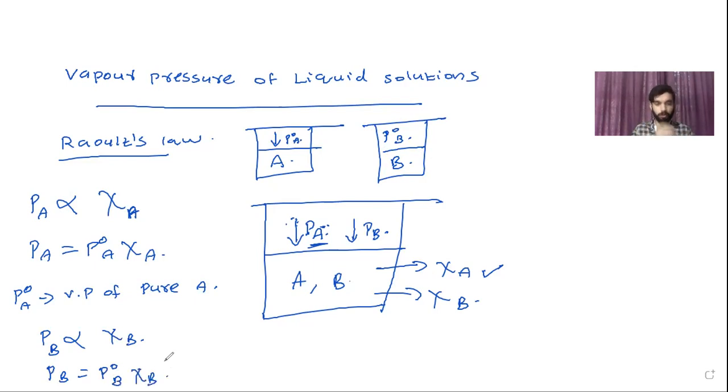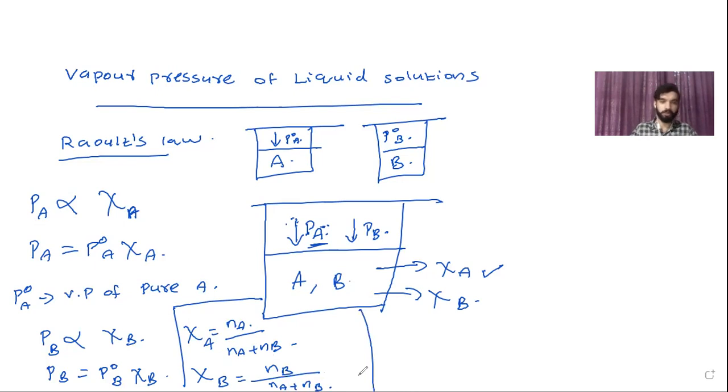Okay, so that's what Raoult's law says. For each component, its partial vapor pressure in a solution is directly proportional to the mole fraction of that component in the solution. So what is mole fraction? We already studied: mole fraction of A is equal to number of moles of A divided by number of moles of A plus number of moles of B. Similarly, mole fraction of B is equal to number of moles of B divided by number of moles of A plus number of moles of B. Okay, hope you understood this much. So this is Raoult's law, and I hope you are very clear on this much.